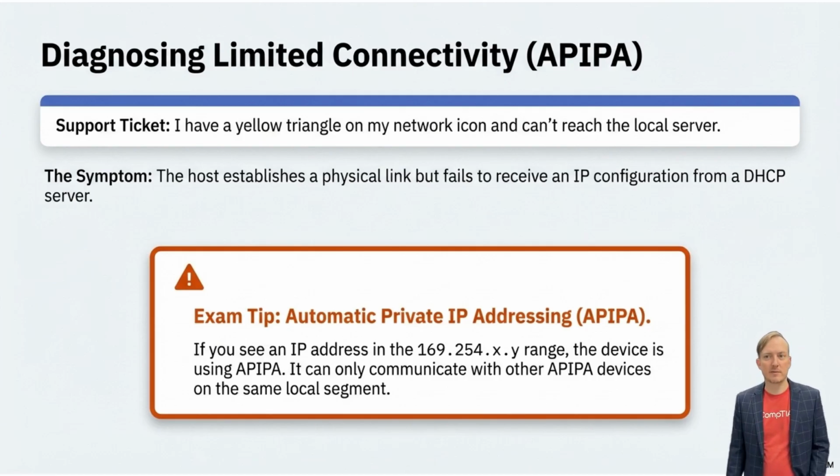Your primary exam tip here is APIPA, or Automatic Private IP Addressing. If you see an IP address starting with 169.254, the device is using APIPA and can only communicate with other APIPA devices on the same local segment.